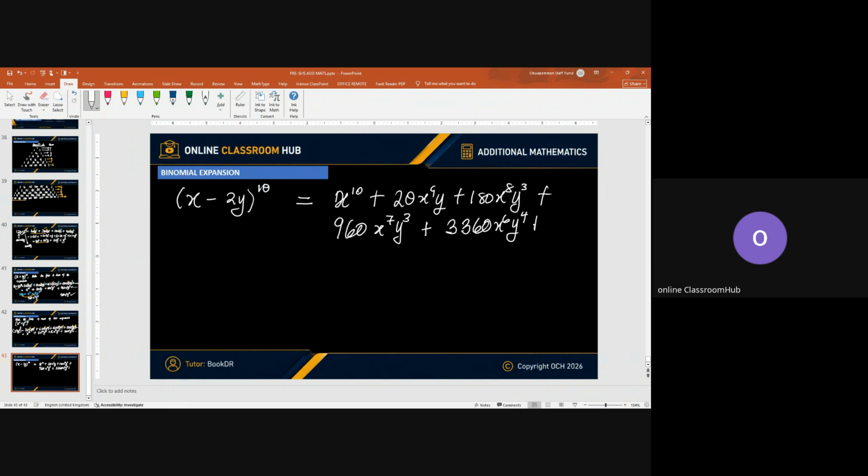Is that all? Then the dots. Yes, very important. Plus the dots. This means that this cannot represent the full expansion, but because of the question's request, we are using only the first 5 terms. Okay. Who has a different answer?